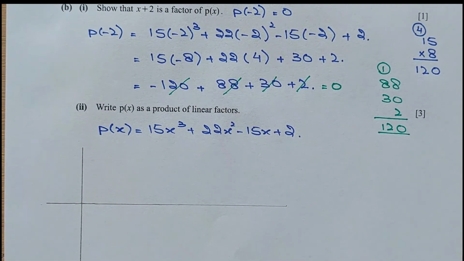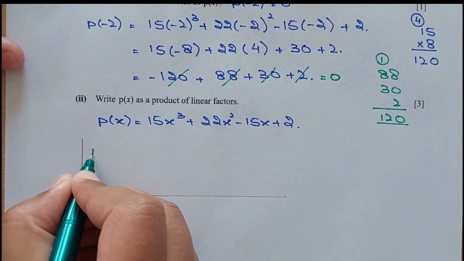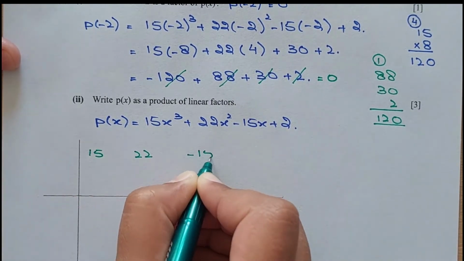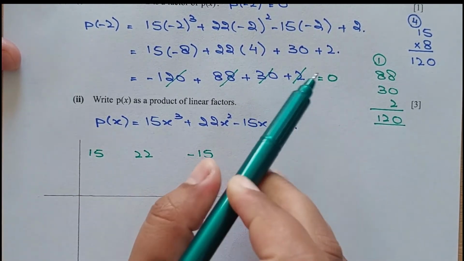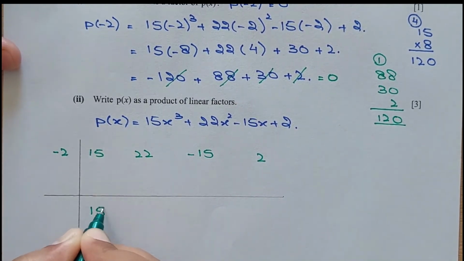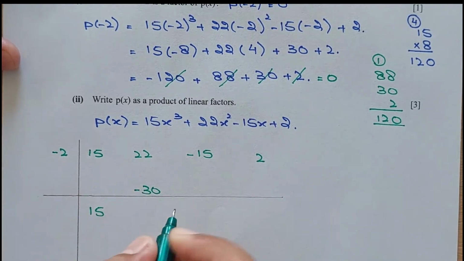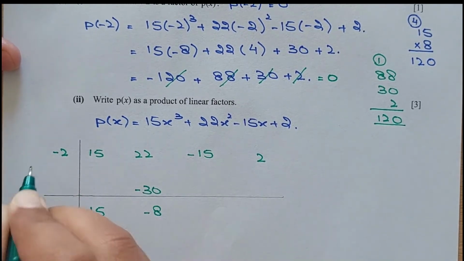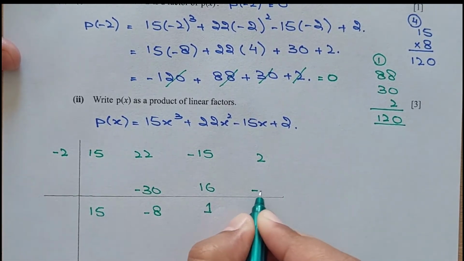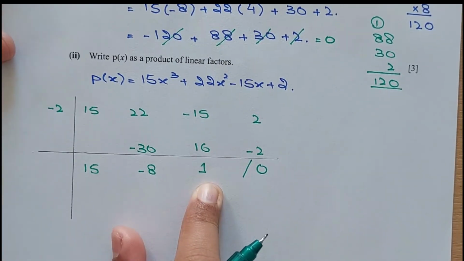Okay, so let me write down the coefficients. The coefficient of x cubed is 15, the coefficient of x squared is 22, the coefficient of x is minus 15, and the constant term is 2, and we divide by minus 2. Bring 15 down. Minus 2 times 15 is minus 30, and 22 minus 30 is minus 8. Minus 2 times minus 8 is 16, and we have 1 here. Minus 2 times 1 is minus 2, and we have 0. So these are the coefficients for the quadratic, right?